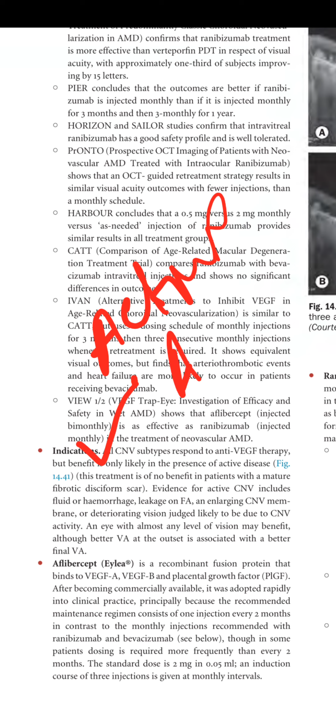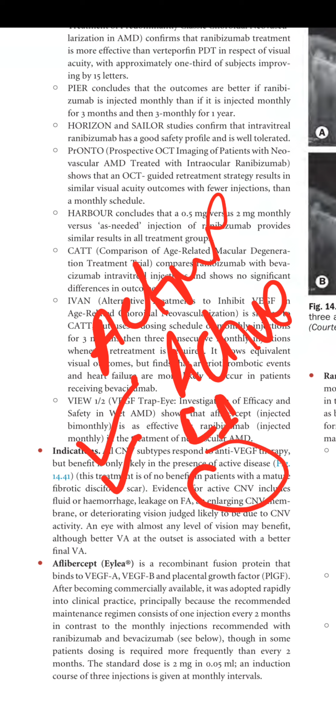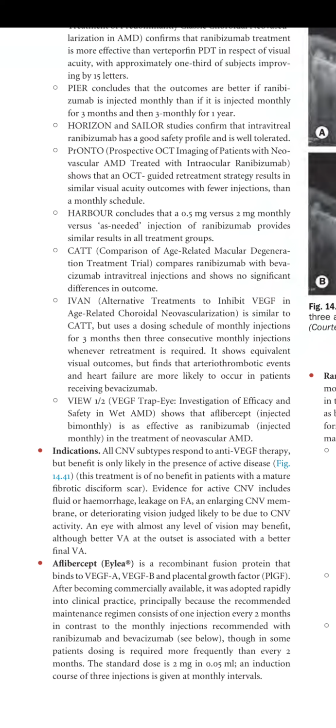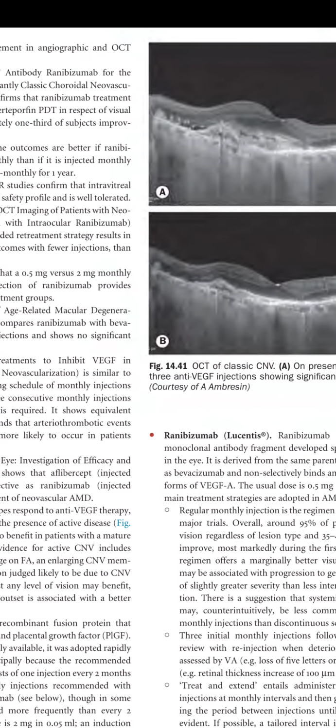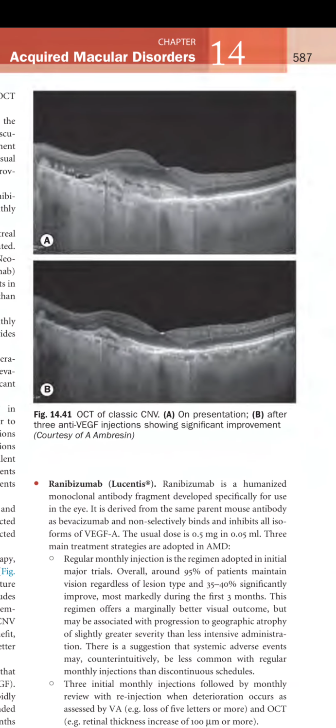So, what are the indications of active CNV? There is fluid or hemorrhage, leakage on FA, an enlarging CNV membrane, or deteriorating vision due to CNV. An eye with almost any level of vision may benefit, although better visual acuity at the outset is associated with better final visual acuity. You can see in figure 14.41, A is a classic CNV on presentation, and B shows significant improvement after 3 anti-VEGF injections.